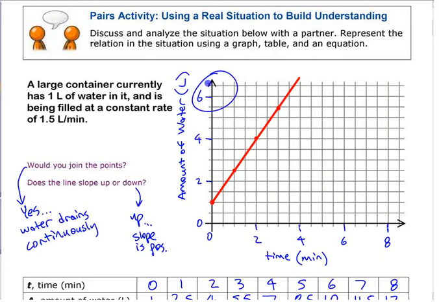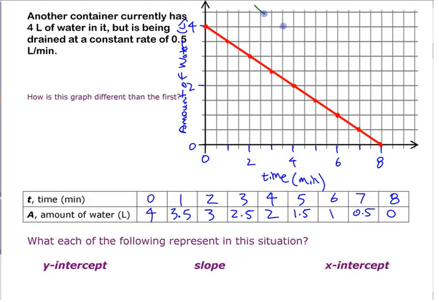I didn't make this go probably high enough for what it's going to be by 8 minutes, but I wanted to keep the scale similar to the other graph. The big difference between these two graphs is this one's going up, whereas the other one is going down, right?